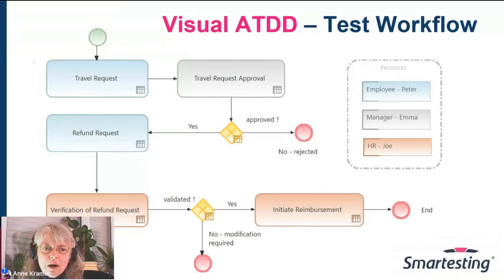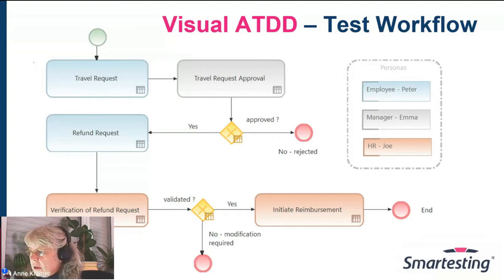maybe you agree with me, hopefully you agree with me, that having an overview like this is really helpful. I have quite a lot of information in this workflow, and it gives me really an overview. The user stories are one abstraction level below. They are in the travel request, in the travel request approval, in the refund request, and so on.